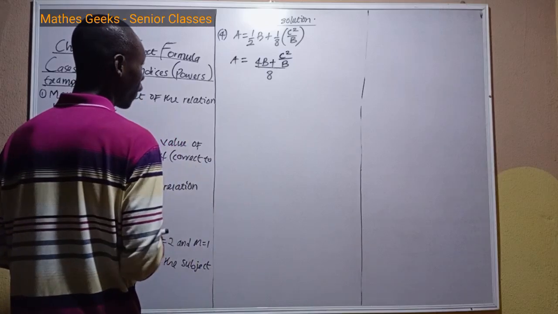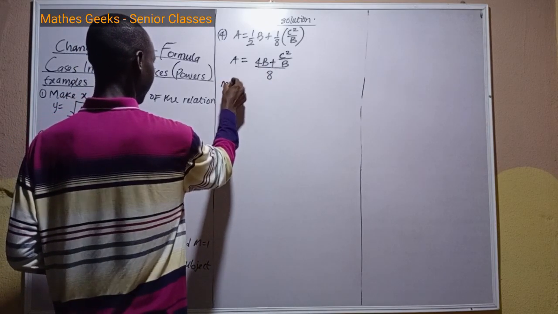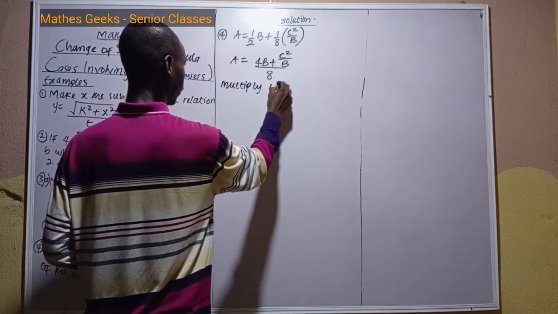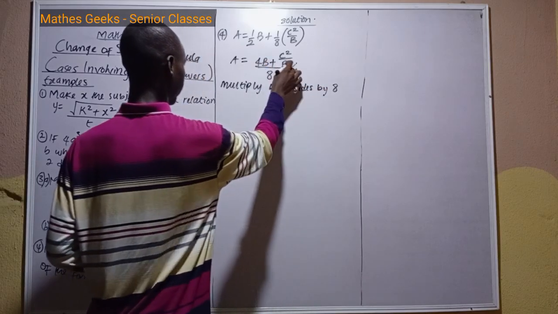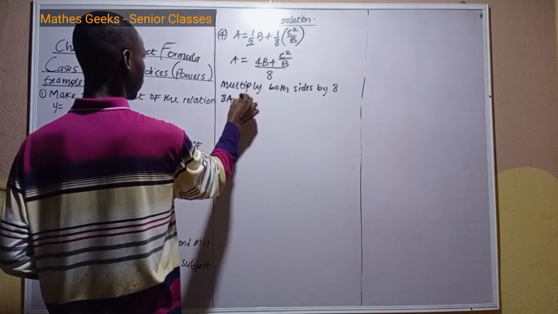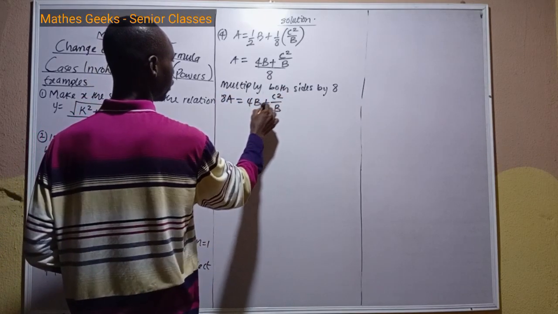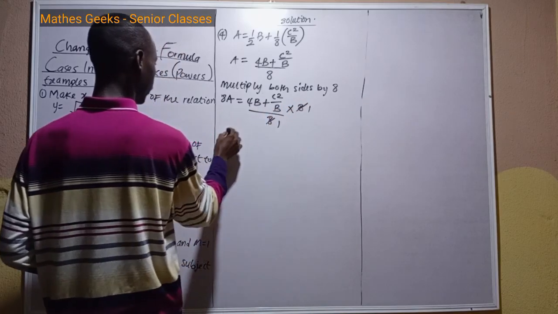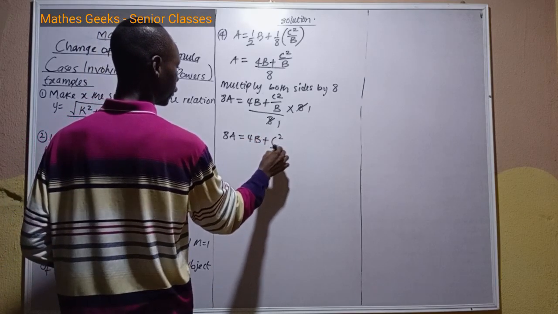The next thing is to take away 8 from here. You can do that by multiplying both sides by 8, because this is division. To undo division, we have to multiply. So 8A is equal to 4B plus C squared over B over 8 times 8. 8 here 1, 8 here 1. So 8A is equal to 4B plus C squared over B.